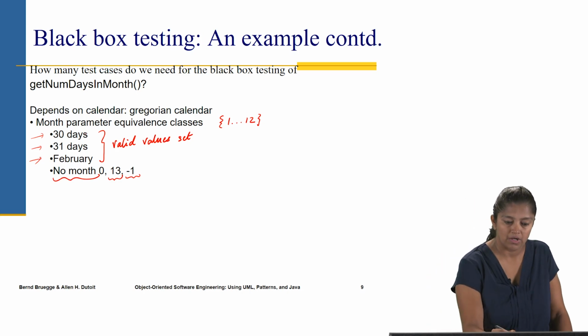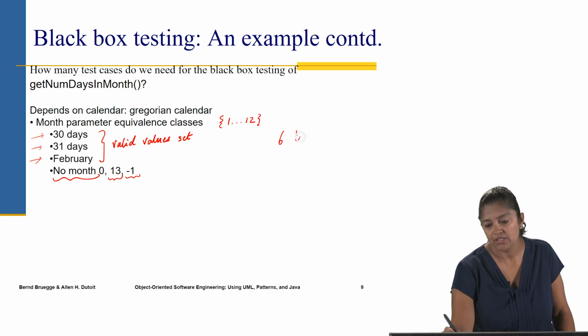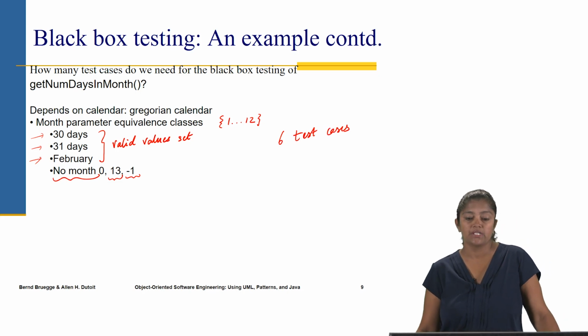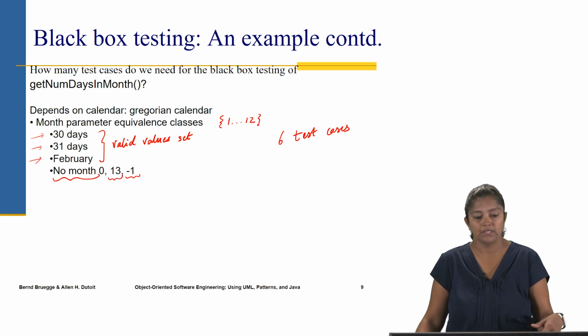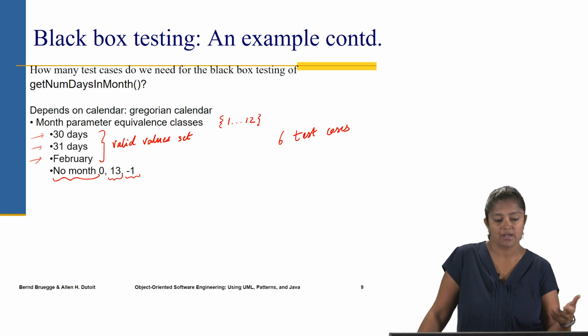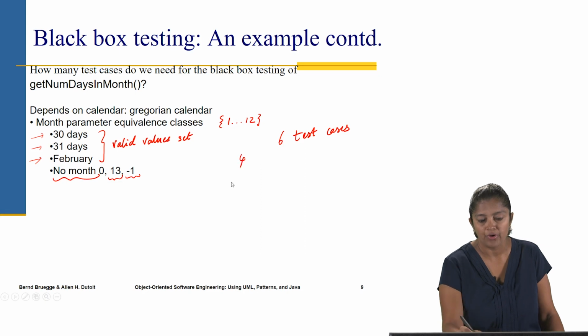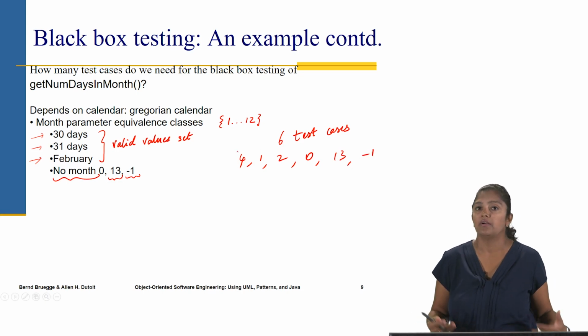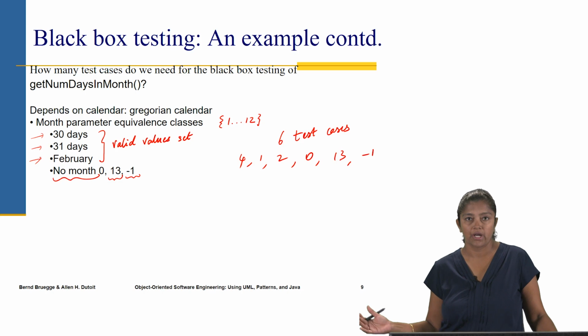So there we have 1, 2, 3, 4, 5, 6. We have 6 test cases based on the first input. So basically for these 6 test cases, we pick one input each. So we'll pick a number that represents a month with 30 days, say April, so we pick 4, then pick a month with 31 days, say January, and then pick February, so that's the number 2, and then we'll pick 0, 13, and -1. So those can be our different test cases to test different kinds of months.